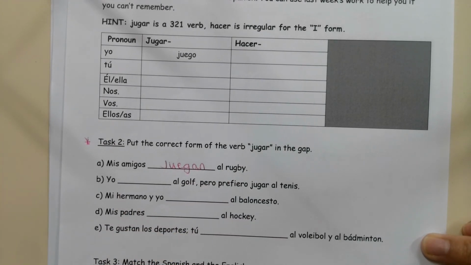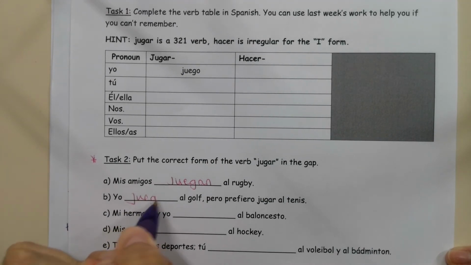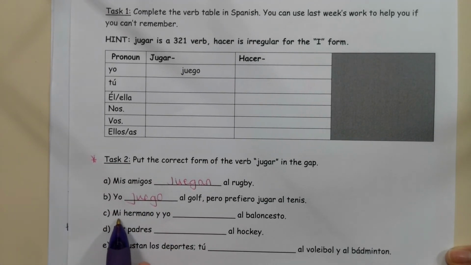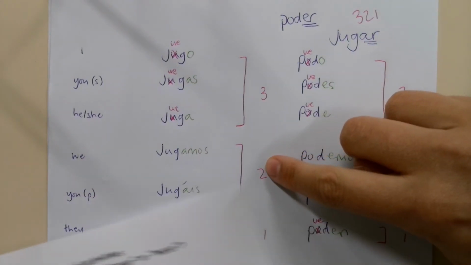For B, yo is the first one in our grid. That means I. And I'm going to be playing golf, so we need to double check. How do we say I play? It's the first one, juego. Third one, mi hermano y yo something al baloncesto. We know baloncesto is basketball. We know mi hermano is my brother. Y is and, and we know that yo is I. So if we're talking about my brother and I, it's talking about both of us. So we're saying we. That is in the middle here. Now we don't have a spelling change for this one, so it's jugamos.